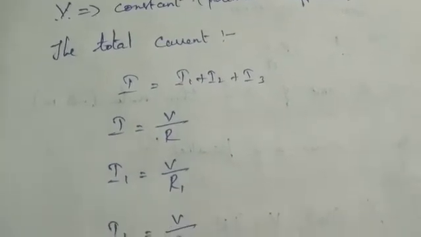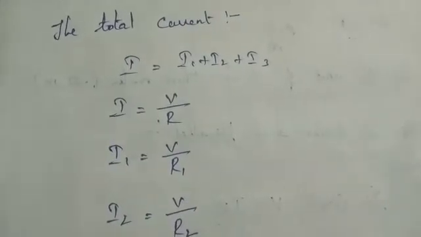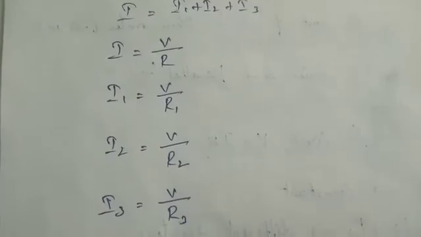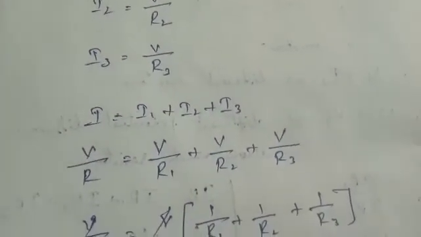So you have to rearrange Ohm's law: I is equal to V by R. So I1 is equal to V by R1, because V is a constant value. So I2 is equal to V by R2. Then I3 is equal to V by R3. Then finally, substitute the values in the above equation.